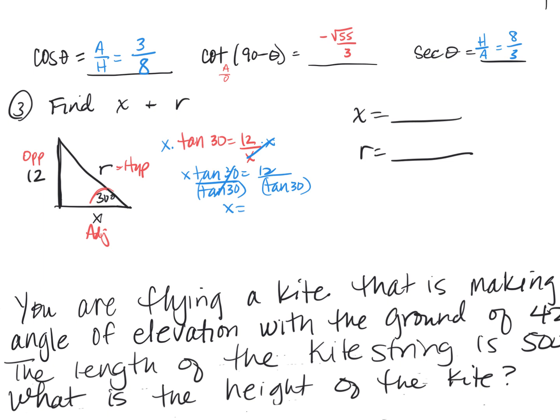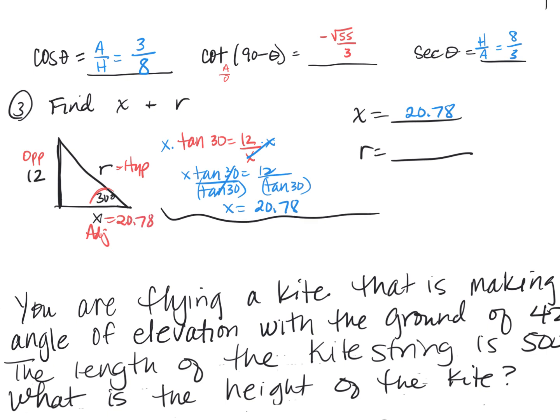So let's look at our calculators and see what we get. Make it a fraction, 12 divided by tangent of 30. Of course, I'd want to make sure it's in degree mode. So it's 20.78, whatever that is. Whatever units, I don't know. So 20.78. That's that side. So now we know that this is 20.78.